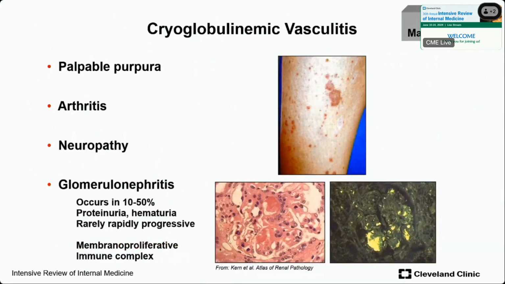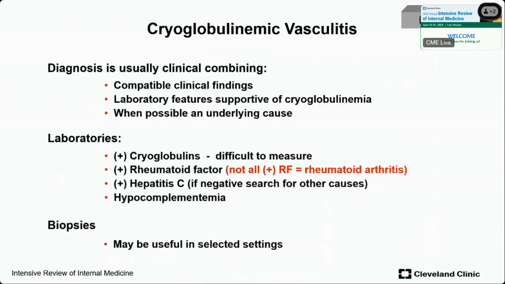The clinical features of cryoglobulinemic vasculitis: purpura, arthritis, neuropathy, or glomerulonephritis. This occurs in up to 50% of patients, where we may see proteinuria, hematuria, but in contrast to what we talked about with GPA or MPA, this is rarely rapidly progressive. And the histologic lesion here is that of a membranoproliferative immune complex glomerulonephritis.